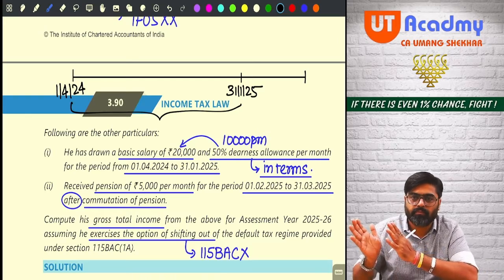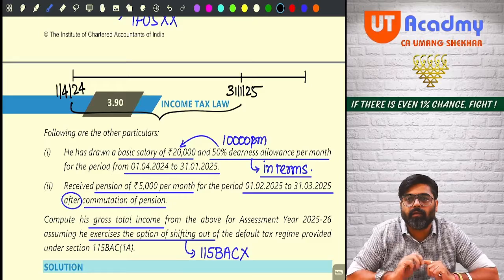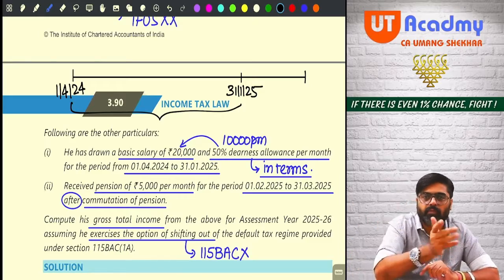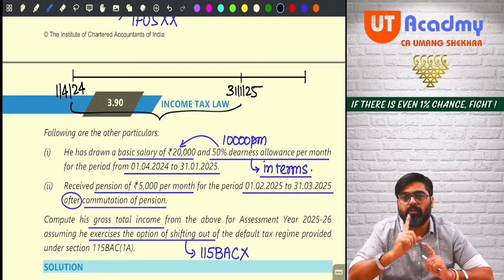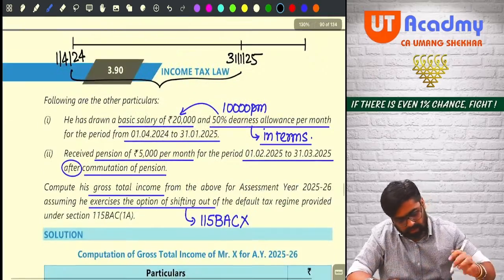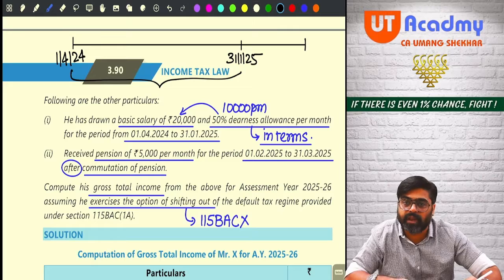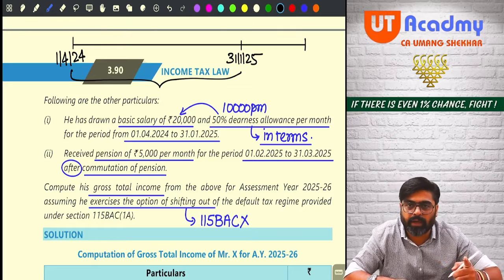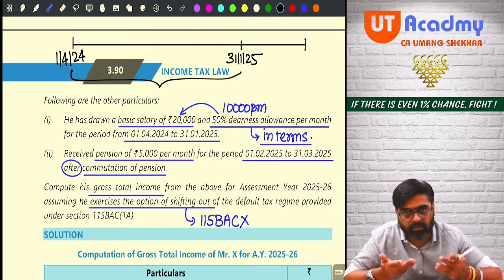So at the beginning of the previous year, what was he getting from the employer? When he was in employment, he was getting basic and he was getting DA. How much basic was he getting? A basic of 20,000, for how many months? 10 months. So 20,000 into 10, 2 lakh rupees of basic will be taxable as this year's salary.